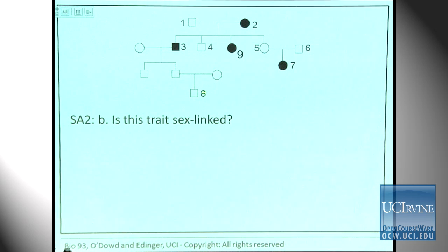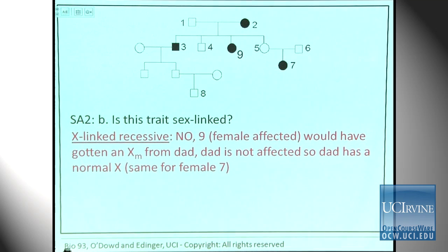Nine? Yep. 9 and 7 are both kind of in the same situation here. If it's recessive, then these women had to get an X from dad that was mutant, and both of the dads are not affected. Okay, so the answer is X is recessive, no. Because of 9 and 7, and in addition number 4, all of them are good answers.